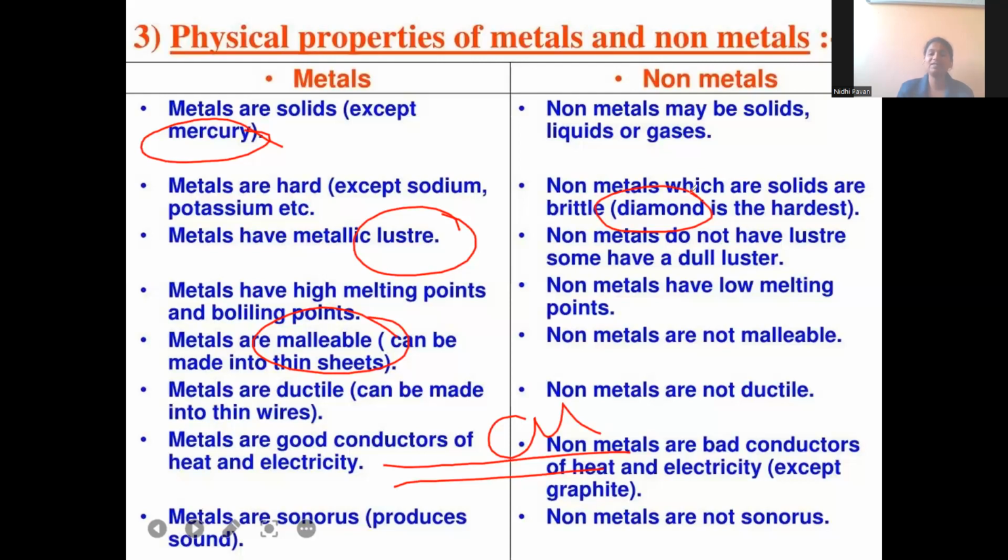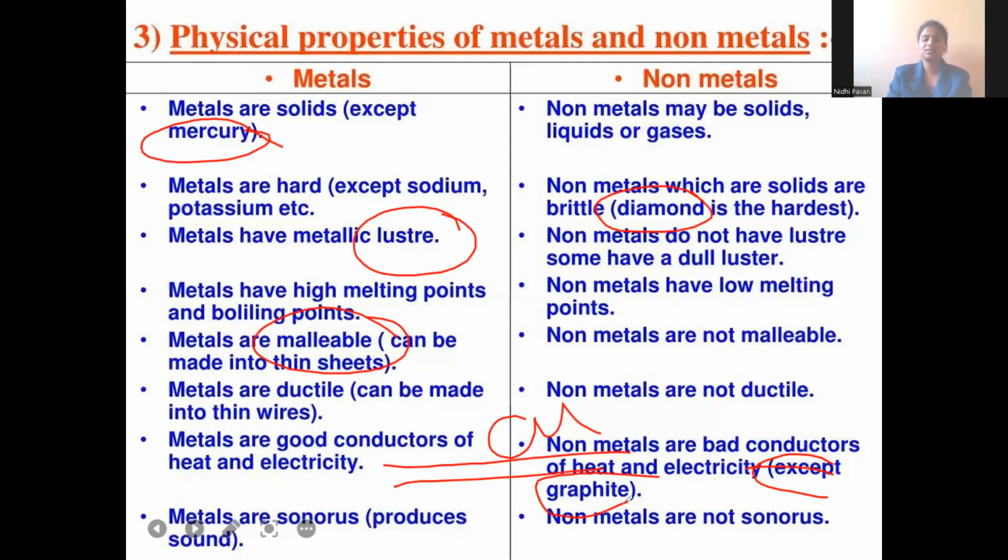Non-metals do not have luster, some have a dull luster, meaning they don't have any shining surface. Non-metals have very low melting point as well as boiling point. Non-metals are not malleable, meaning you cannot draw non-metals into very thin sheets, nor into very thin wires. They are not malleable, they are not ductile. The next thing is non-metals are bad conductors of heat and electricity, except graphite. And they are not sonorous, meaning they don't have the capacity to produce a sound when they are beaten.